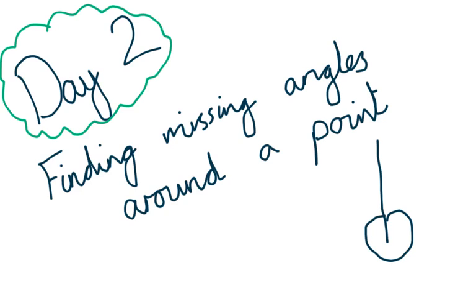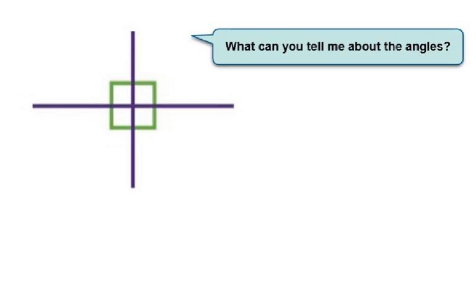You'd actually show that by putting your angle all the way around. And when we've got a full point, like this point in the middle here, you might have some of the angles written in for you, and then you've got to find the fourth one. And there are various different ways we can do that. So first of all, what can you tell me about the angles here?